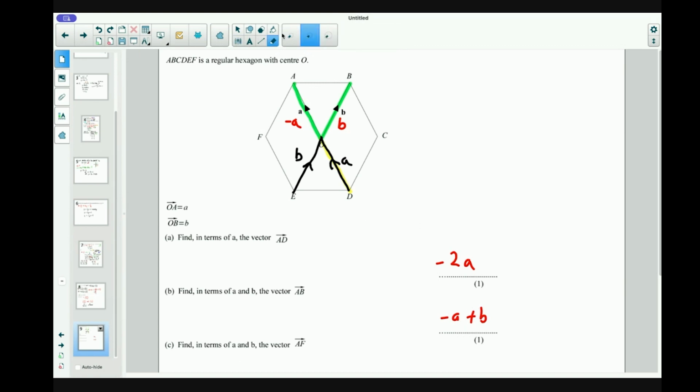Okay, perfect. And taking a look at the last one, what do we end up getting for vector AF? I see a negative b in the chat. Can someone else give me a thumbs up if we're feeling good about negative b?